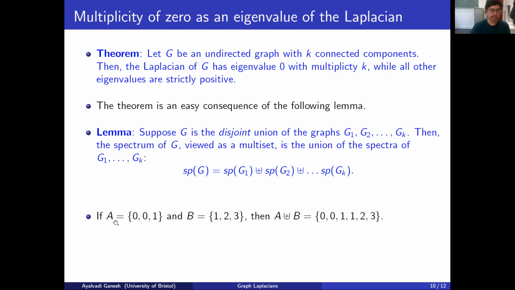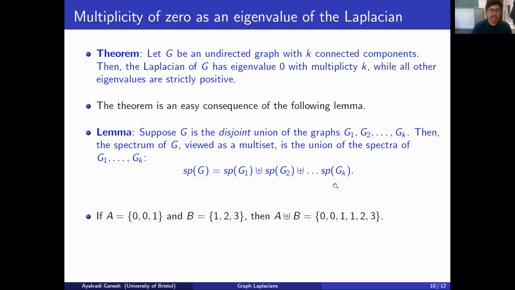So here's an example. If A is this multiset and B is this multiset, then the multiset union counts 1 twice because it comes once from A and once from B. Okay, I hope the notation is clear and the statement of the lemma is clear.